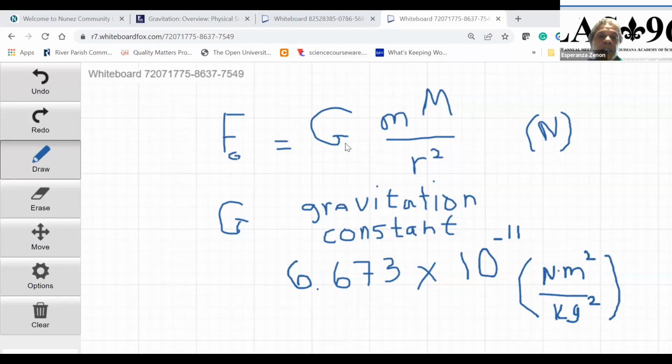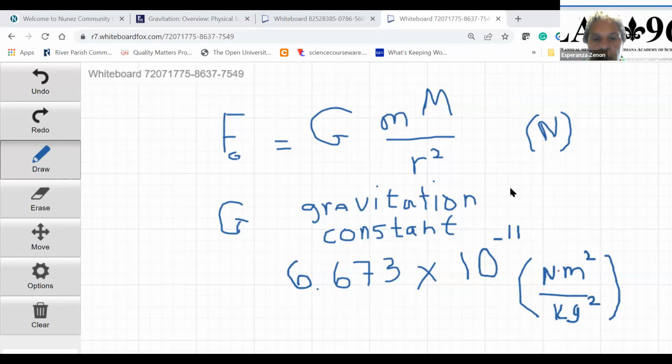And once he finds big G experimentally, we realize then that Newton was absolutely correct. And that's why Newton is given credit for the law of gravitation. But it's not something he figured out totally by himself. He had help from Cavendish 100 years later.